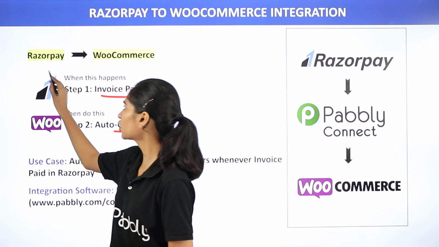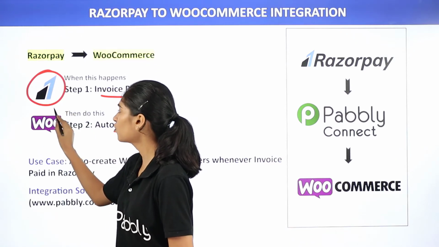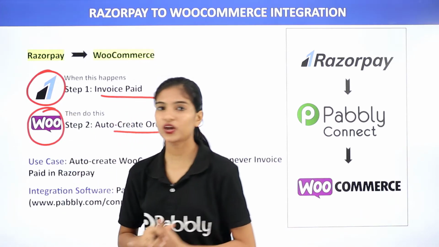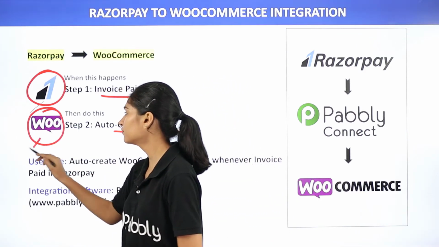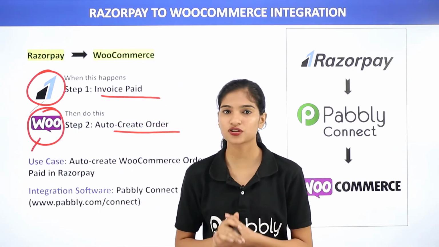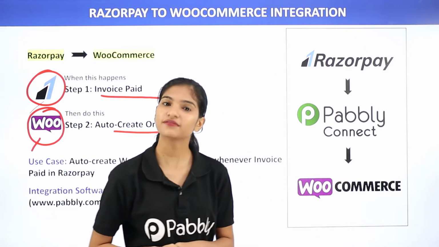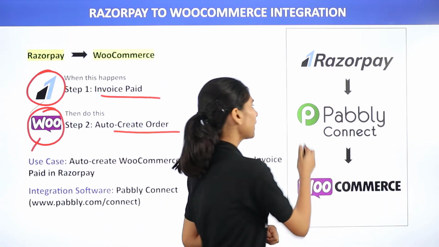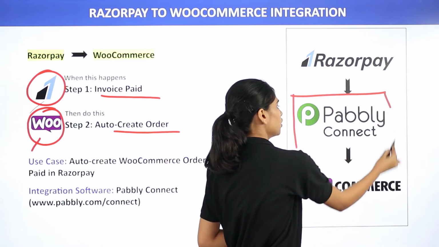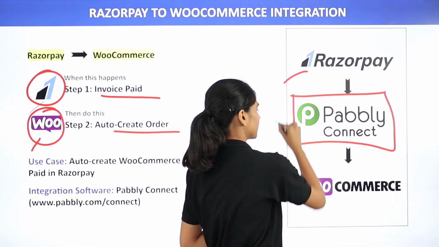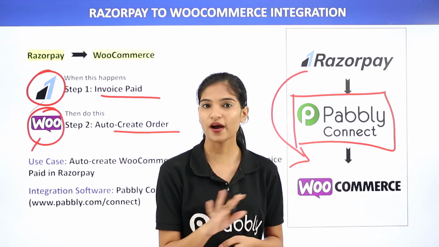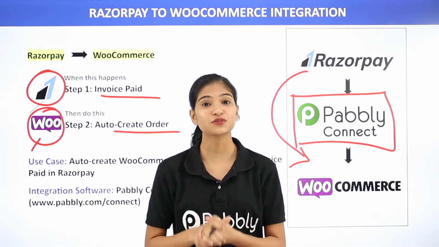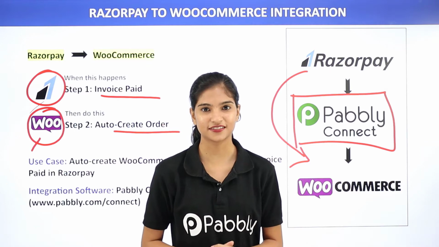So Razorpay is an online payment gateway, whereas WooCommerce is a software application where you can set up your online store. The issue here is that Razorpay and WooCommerce don't have any integration between them, and that is why we are going to use Pabbly Connect. So Pabbly Connect is an integration software which will help you to transfer data from Razorpay to WooCommerce. The best part here is you don't require any knowledge of coding. So let me show you this on my screen.